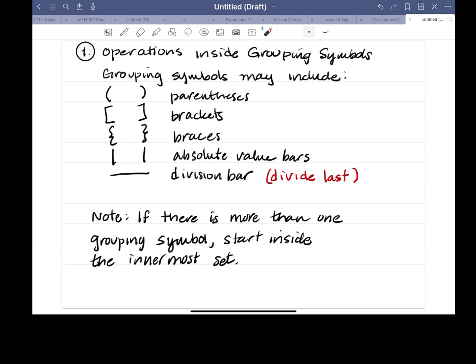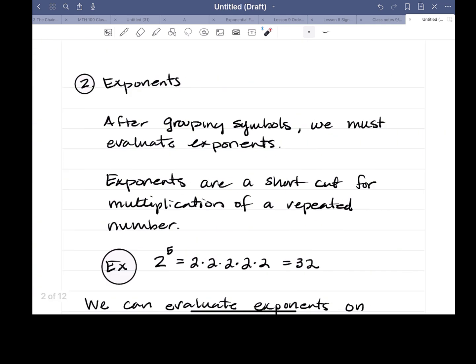Also note, if there is more than one grouping symbol, such as parentheses and brackets, you have to start inside the innermost set. So if I have a bracket and a set of parentheses, I would start in the innermost. So I start on these inner parentheses. Now, after we do our grouping symbols, we must evaluate our exponents.